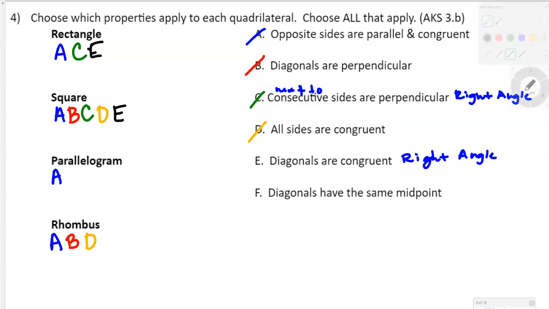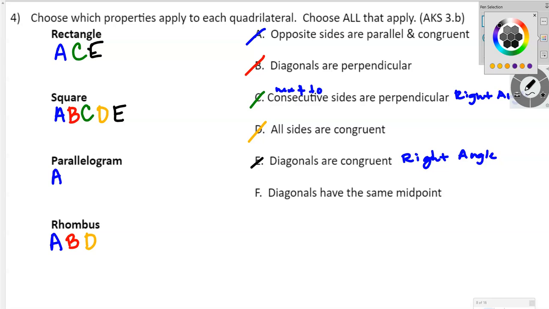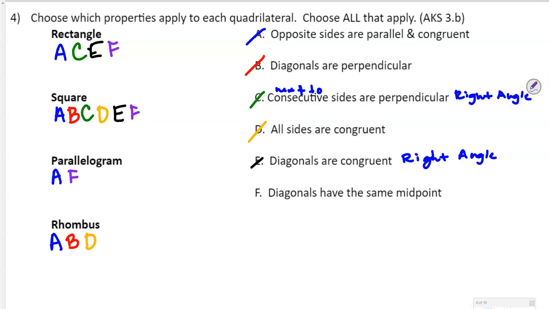And then we have one left, and that is diagonals have the same midpoint, right? So let me mark through that first, and I'm going to get us a purple here. So diagonals have the same midpoint. That applies to parallelograms, so that means it applies to all of them again, okay? So this is F, F, F, and F.